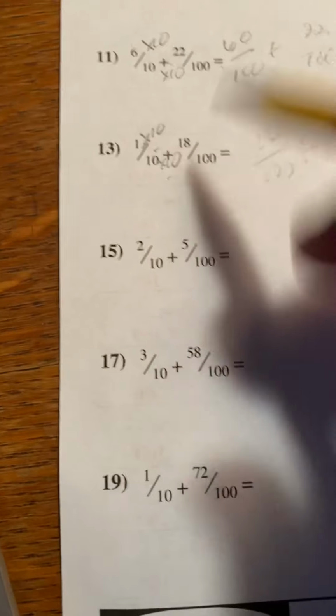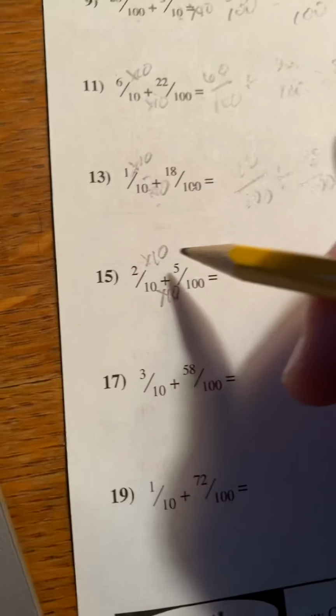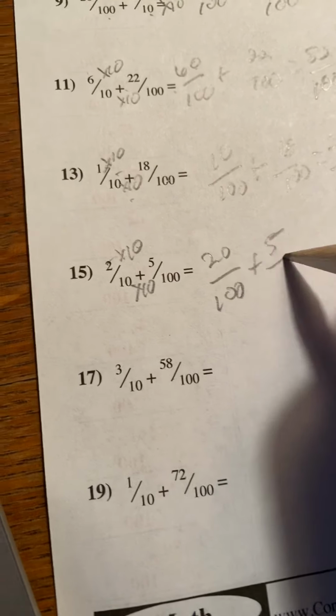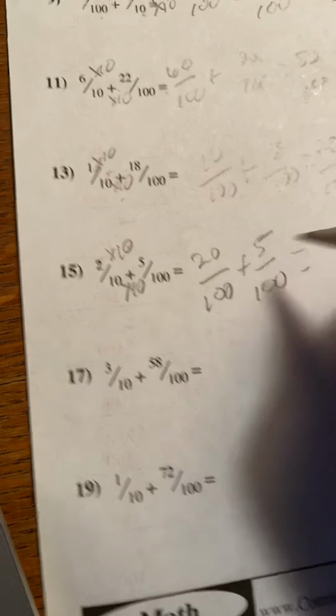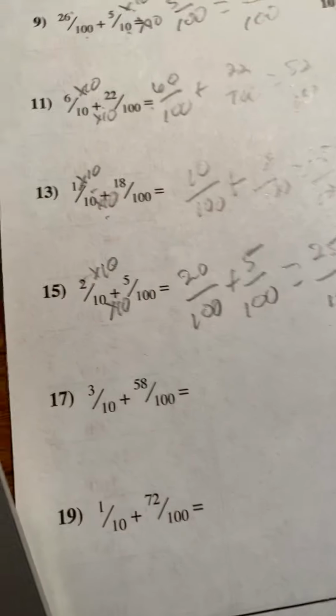Okay, couple left. 2 tenths. Multiply everybody times 10. 2 times 10 is 20. 10 times 10 is 100. I can add my 5 hundredths there. 20 plus 5 is 25, and 100 is the same.